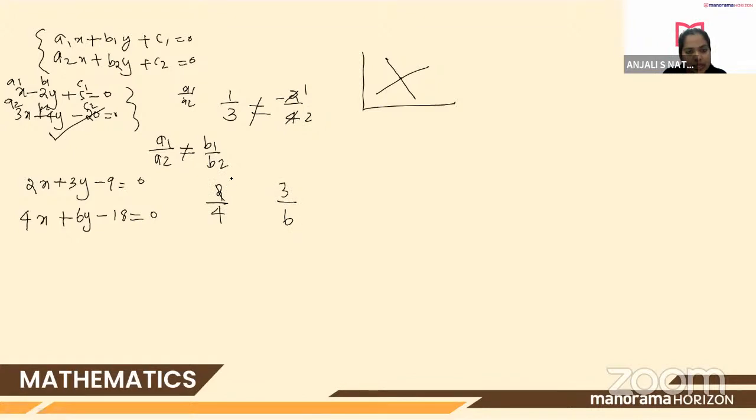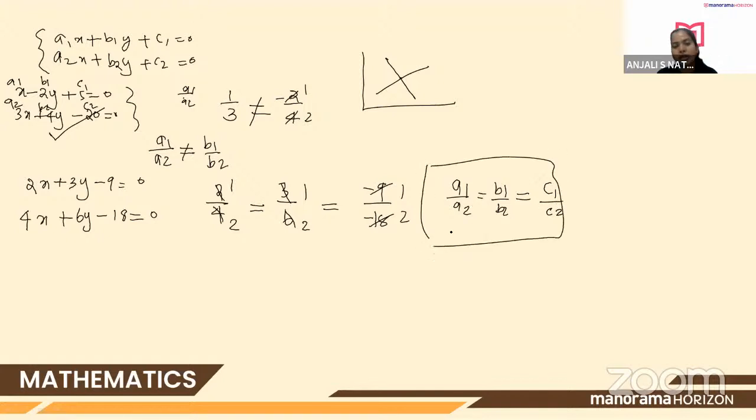So here we cancel it and we get 1 by 2. Here also it is 1 by 2. And we can check the constant coefficient also here. So here also it is 1 by 2. So it's just equal. That is A1 by A2 is equal to B1 by B2 is equal to C1 by C2. Ratios of all coefficients are equal. Okay. So that is the second case.